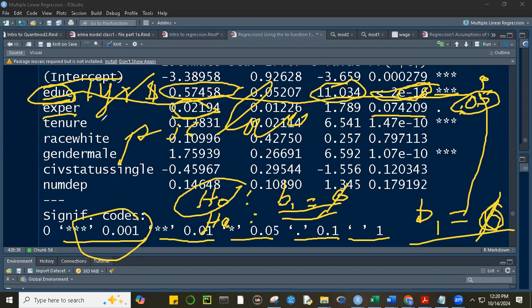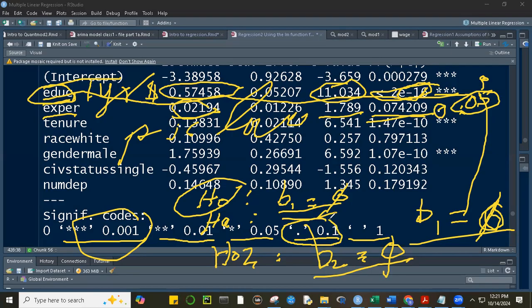So remember that this is also a hypothesis. The hypothesis here, our H0, will be B2 is equal to 0. So we'd like to test if the slope for experience is equal to 0. So where do you go, class? You go to either the t-stat or to the p-value. Now, if you check the p-value, class, this is 0.07. And take note, class, this has one dot. What does that mean? That this is significant, but at 10%, 0.1.